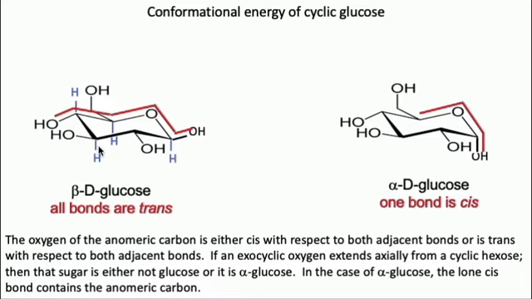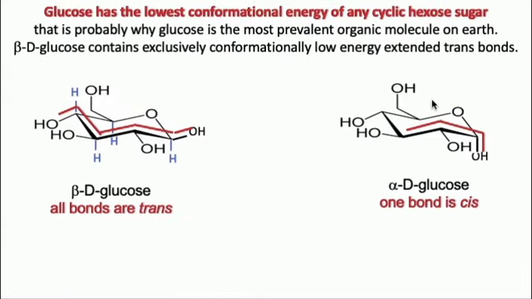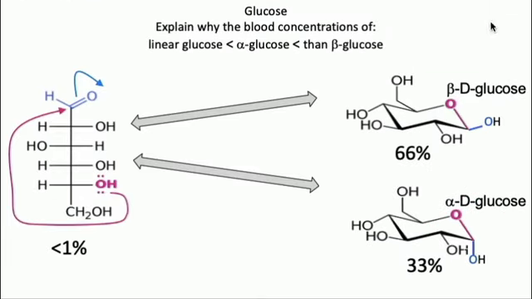We can also look at the bottom trail. It's always the same. A cis bond is going to be higher in energy, and as a result, in your blood right now, about 2/3 of the glucose molecules are in a beta glucose, cyclic form. About 1/3 is in alpha glucose cyclic form, and less than 1% is linear. This is kind of fortuitous.